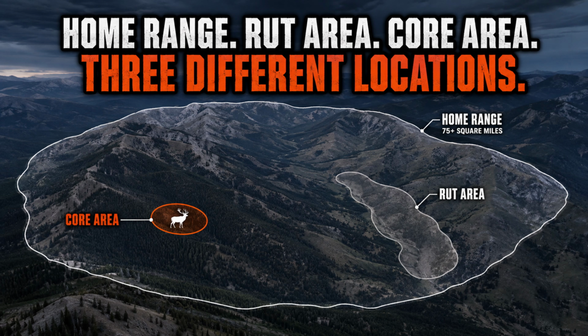There's a distinction worth getting clear here before anything else. A core area is not the same as a home range, right? And it's not the same as a rut area. A bull's home range, the full territory he uses across many seasons, can cover 75 miles or more a lot of times. His core area is the fraction of that range where he actually lives. His rut area is where he goes in late September to breed, and it may or may not overlap with his core area. A wallow you find covered in sign during September might belong to a bull whose actual core area is drainages away during the early season.